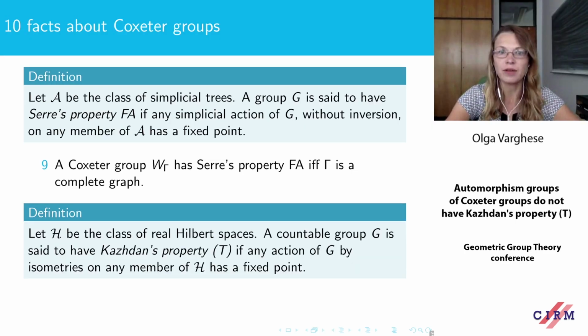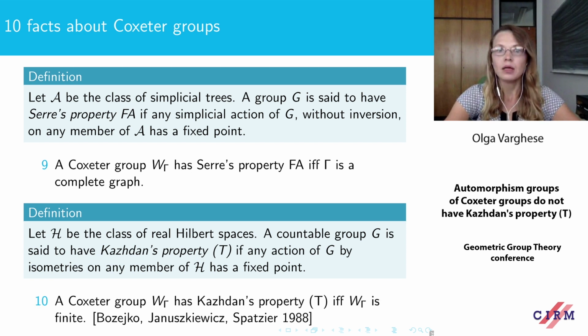The last fact about Coxeter groups is as follows. The Coxeter group W gamma has Kazhdan's property T if and only if the Coxeter group W gamma is finite. The proof by Bożejko, Januszkiewicz, and Spatzier has a geometric flavor. They used the action of a Coxeter group on the corresponding Coxeter complex. They constructed a really nice embedding of the Coxeter complex in a Hilbert space in such a way that the Coxeter group acts by isometries with respect to the induced metric.